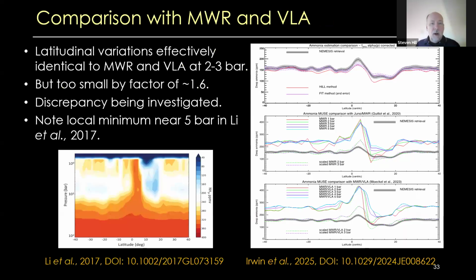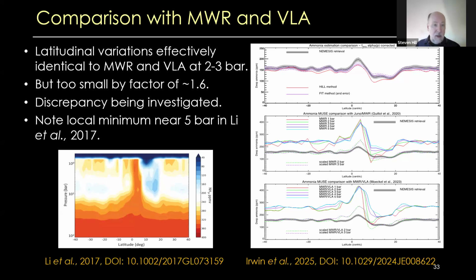And then we can do more detailed comparisons with the microwave radiometer on Juno and with VLA. Chris Mockel did an analysis that actually used them independently and combined. We see that the behavior is very similar with latitude. The variations are very similar, but again, we find a scaling factor. This is a different scaling factor of about 1.6. So that's a discrepancy that's still being investigated.